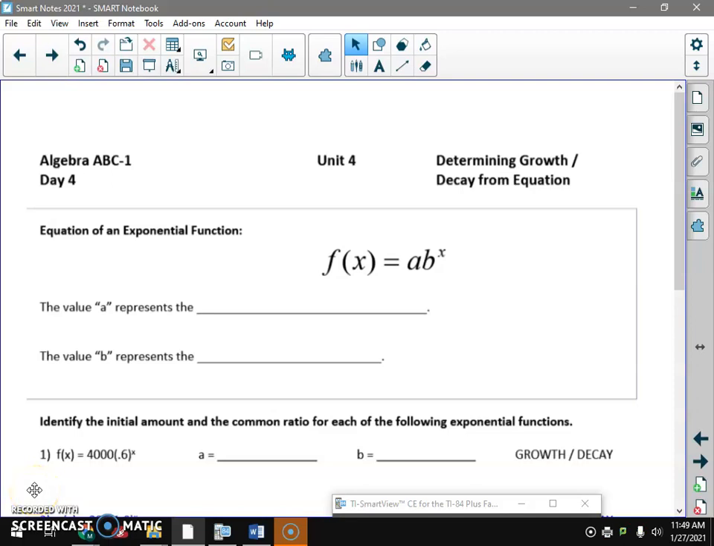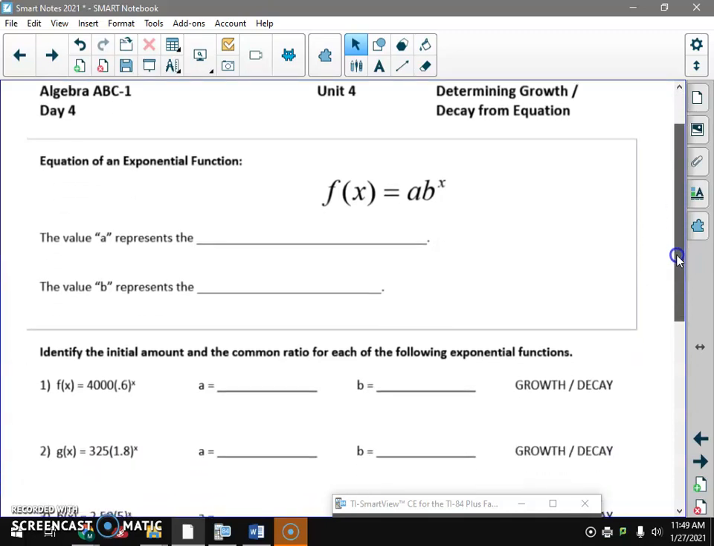Unit 4, Day 4, more on exponential functions, growing and decaying. But we're going to look more at the equation and less at the graph today. And that's what we talked about, that A value, that B value, the B being greater than 1 or a whole number with growth, the B being a fraction or less than 1 meant decay.